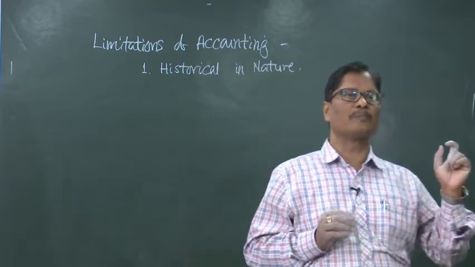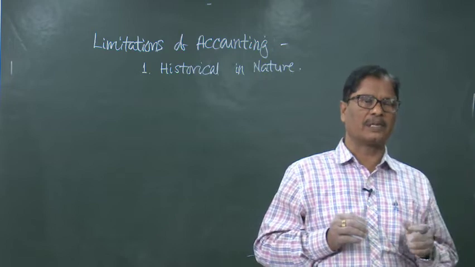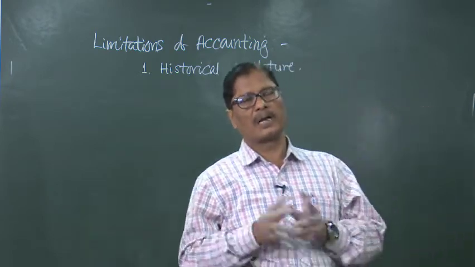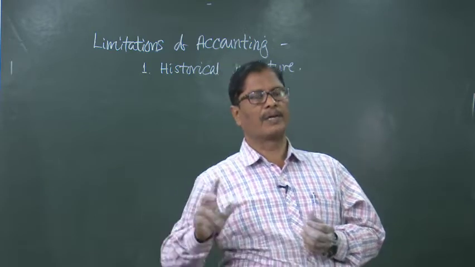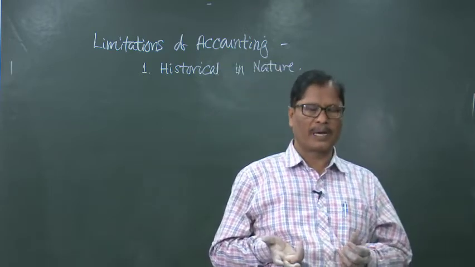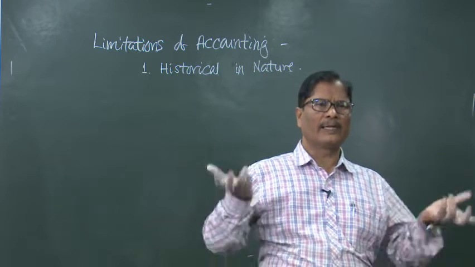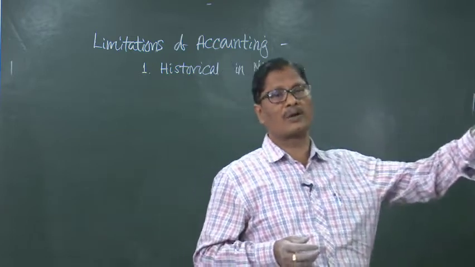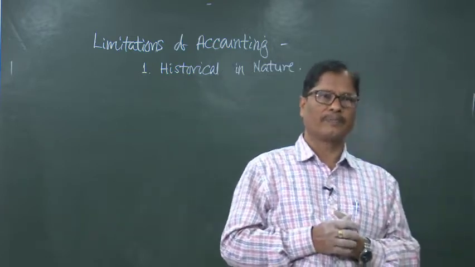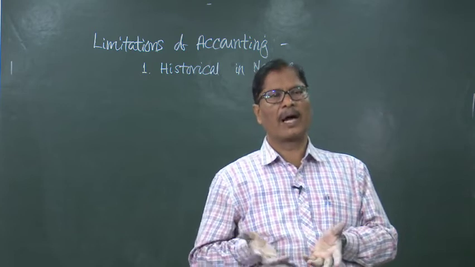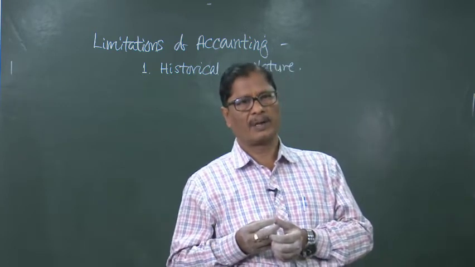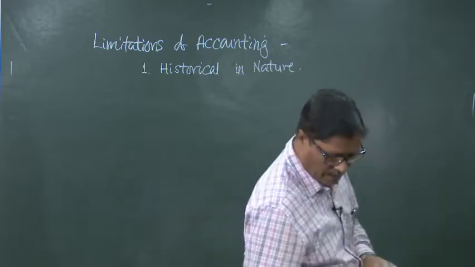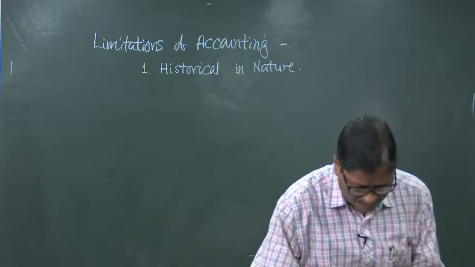Similarly, suppose we purchased a building 25 years before. Now its value is negative, it will have to be demolished, because it is dangerous to live there. So if we say that we have spent 50 lakh rupees in building that building, now it is of no use and it has minus value. So this is all postmortem reports, or you can say historical in nature. So this is one of the limitations.